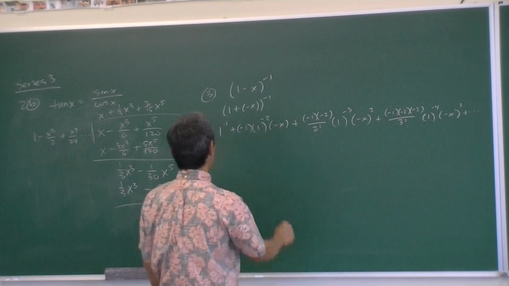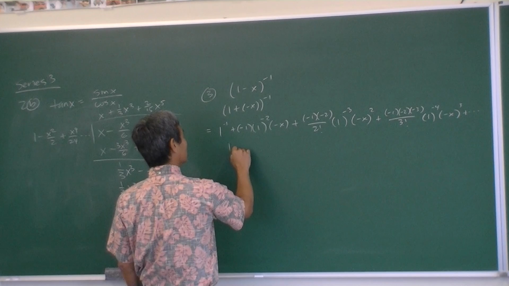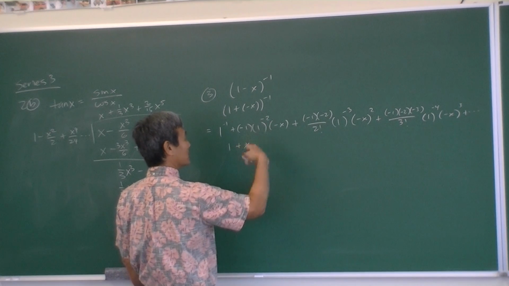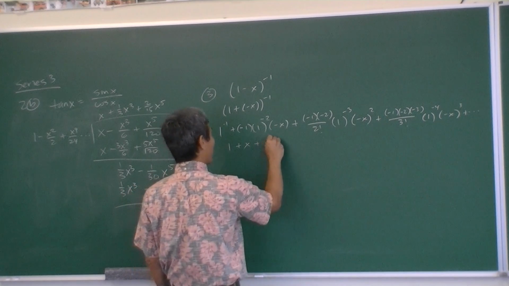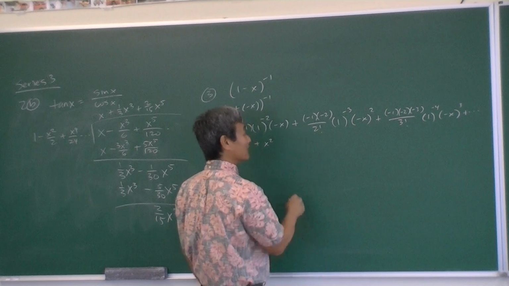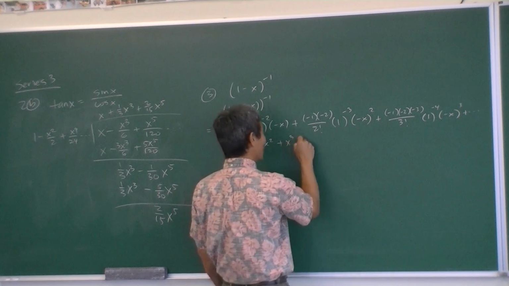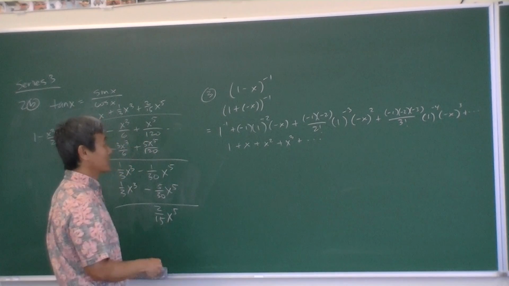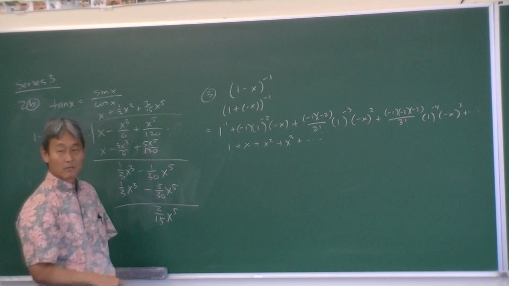And then if you simplify, you get 1 plus x plus x squared. Oh look, the 3 factorials cancel out. Plus x cubed. I see a pattern! Okay, so that's doing the binomial theorem. Okay, what's the other way I told you?